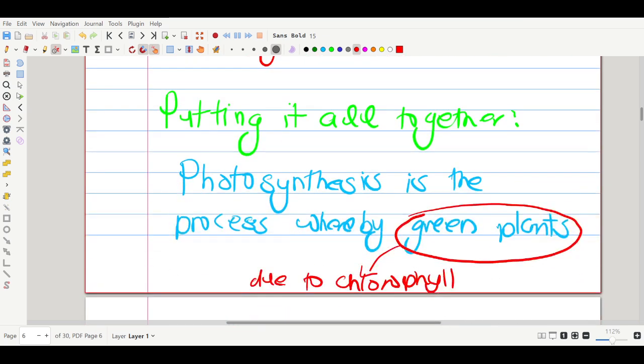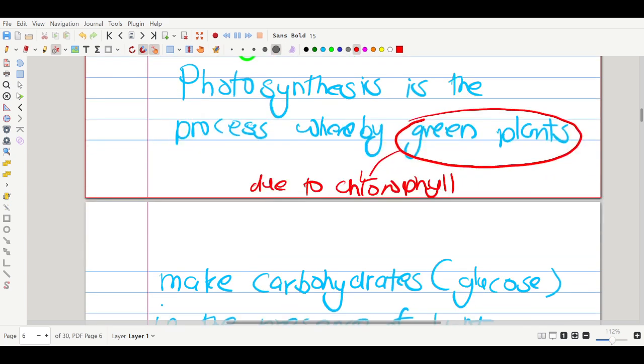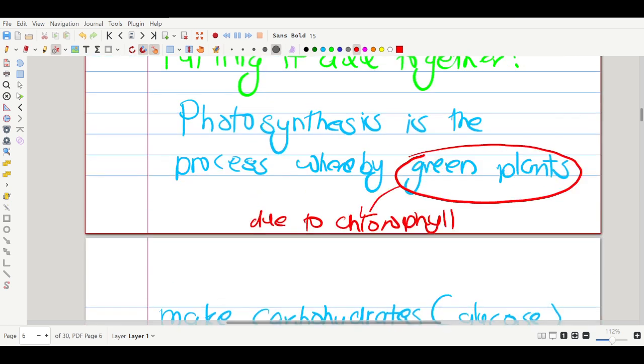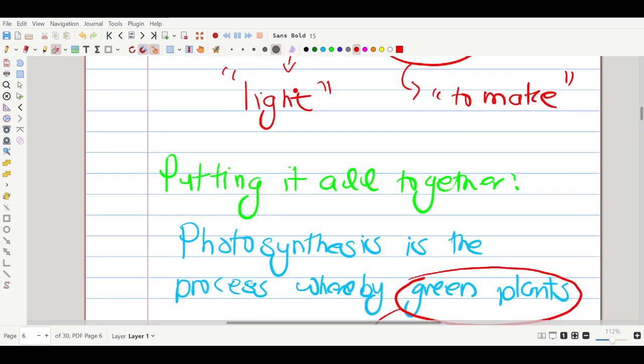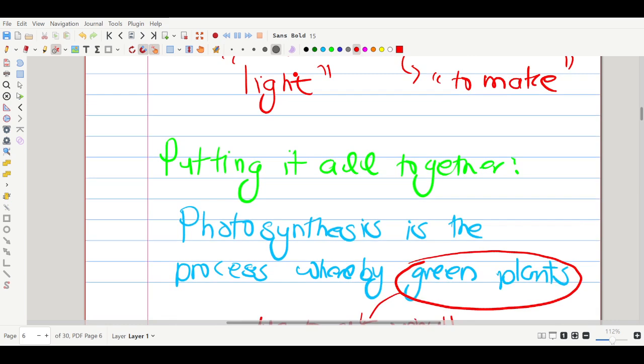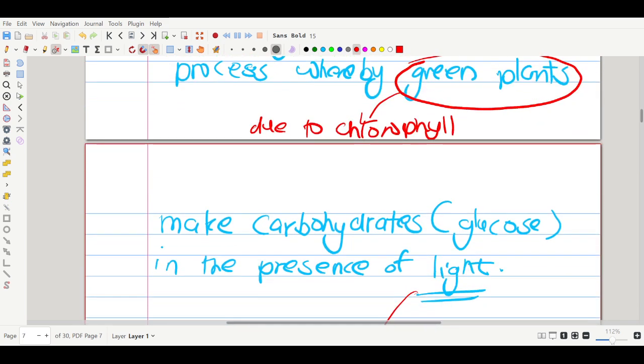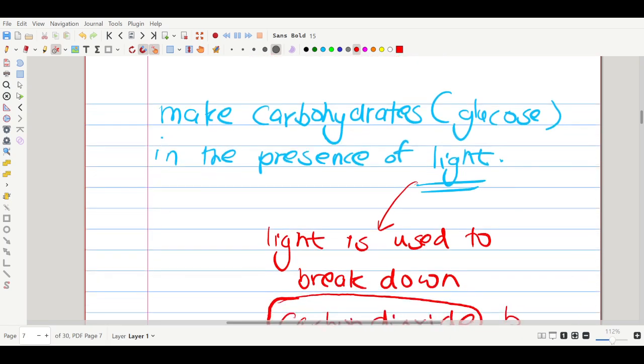Putting it all together, photosynthesis is the process whereby green plants make carbohydrates, in brackets glucose, in the presence of light. Our plants are green because they have a green pigment called chlorophyll. So photo means light, synthesis means to make. Photosynthesis is the process whereby green plants make carbohydrates in the presence of light.